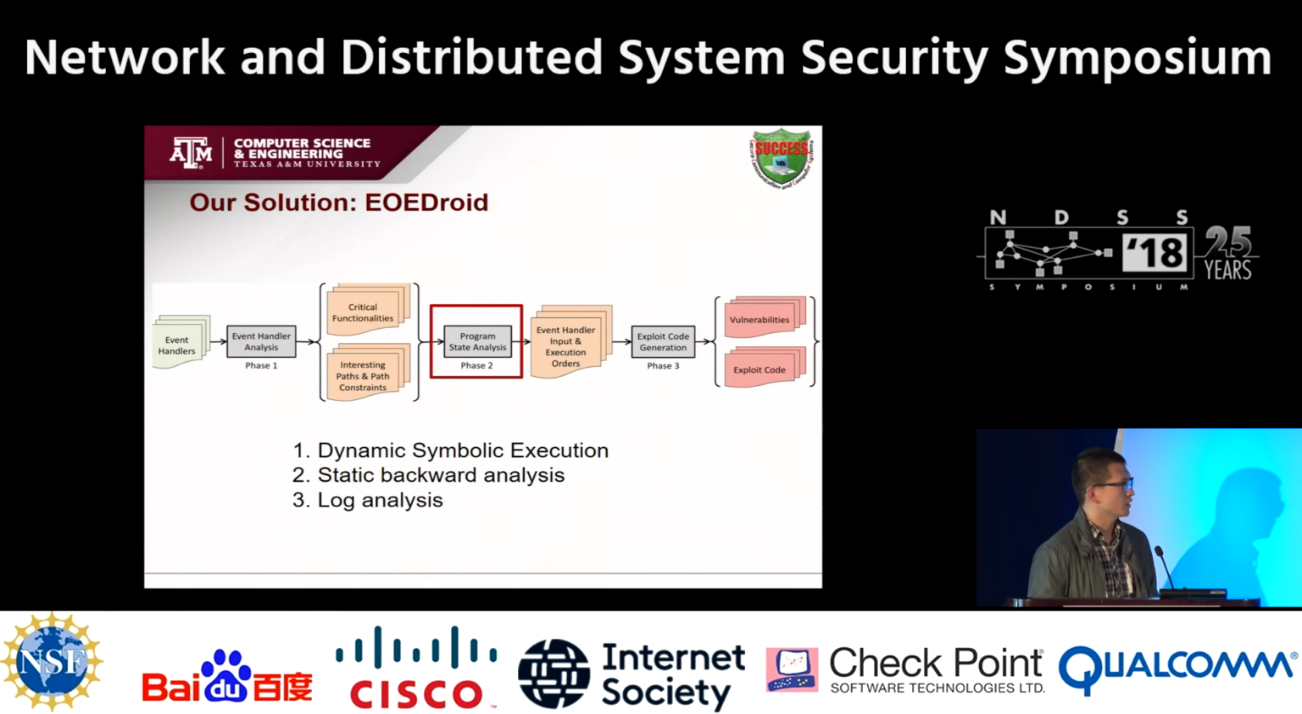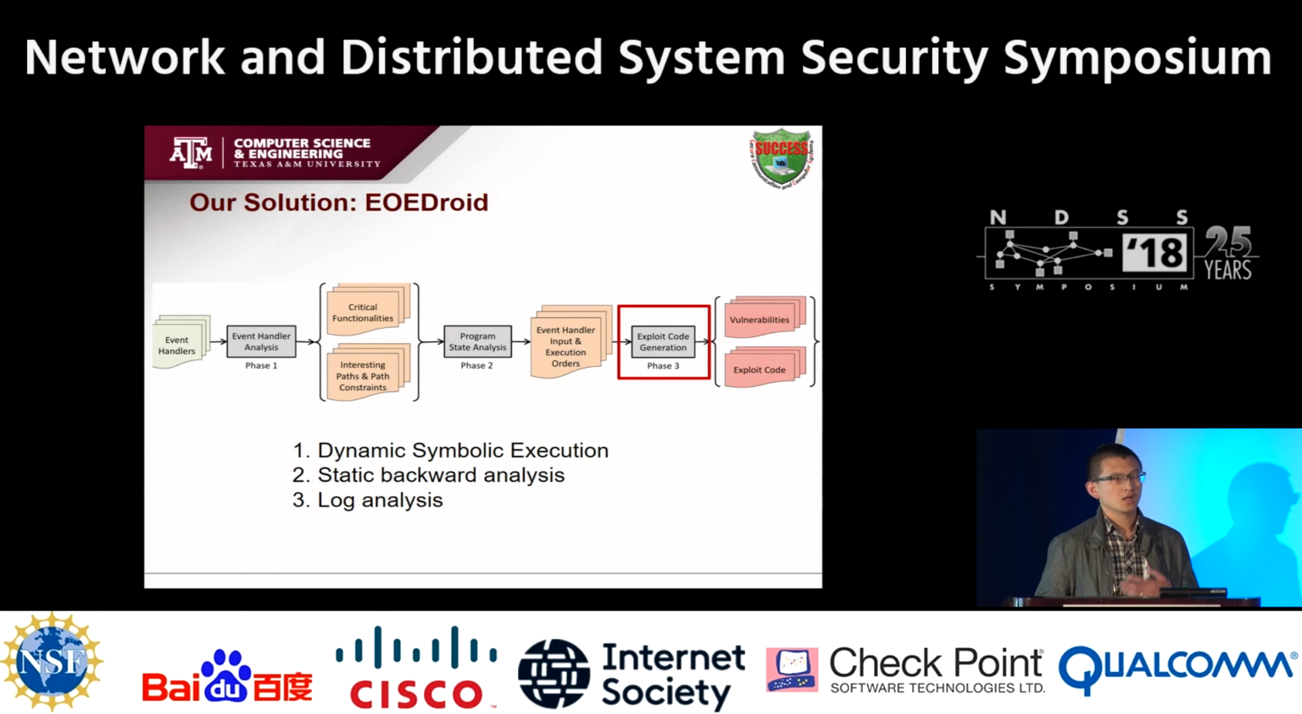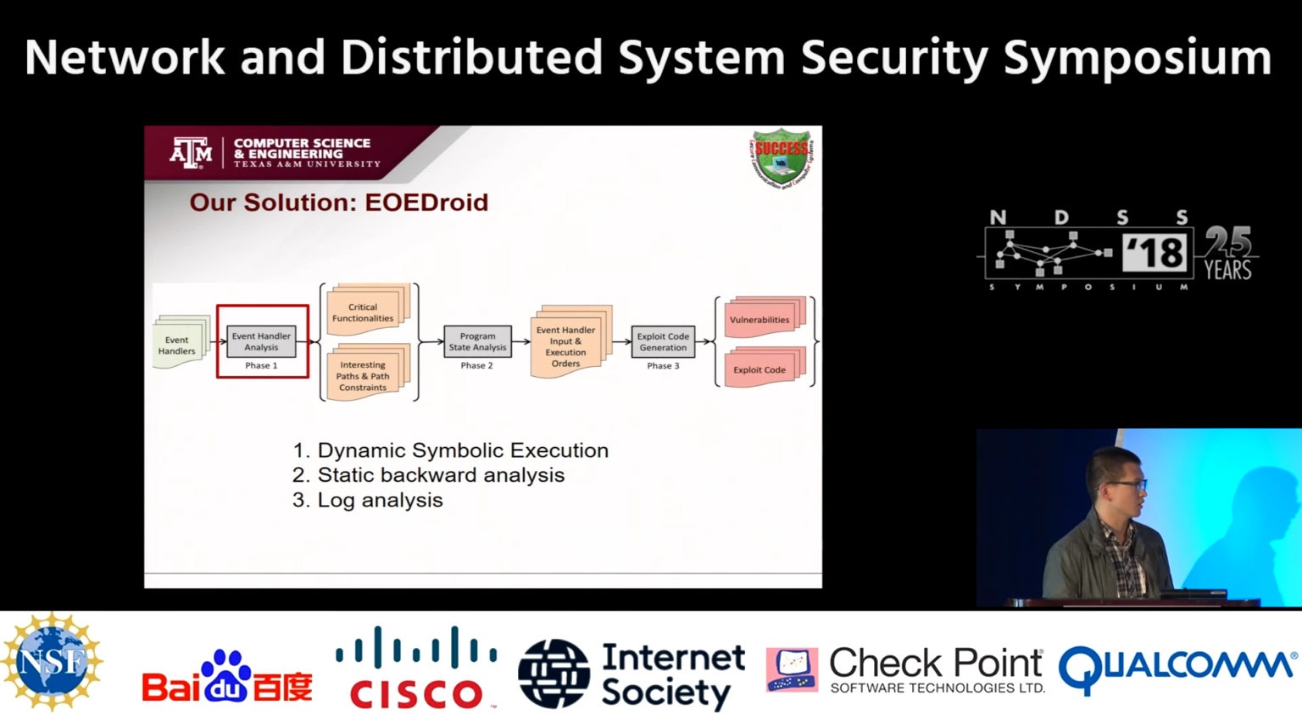And then we analyze the feasibility of each path to check if it is feasible to trigger the functionality in practice. And finally, we compare the results of the first stage and generate the exploit code to help researchers or developers verify the problem. And I can quickly go through each module to demonstrate how they work.